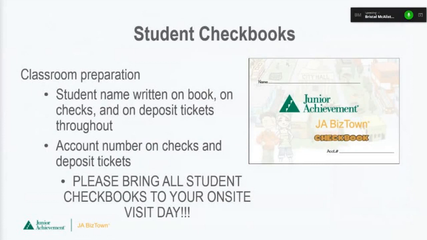Your next task will be working on your student checkbooks. Now, your student checkbooks should be blank at this point. They should not have been used for your curriculum. On each checkbook, you will find that you will have a name section as well as an account number. The students will obviously write their name here, and then their account number is one that is provided by Junior Achievement. You do not have to make up your own account numbers. They will be provided based on their job title.